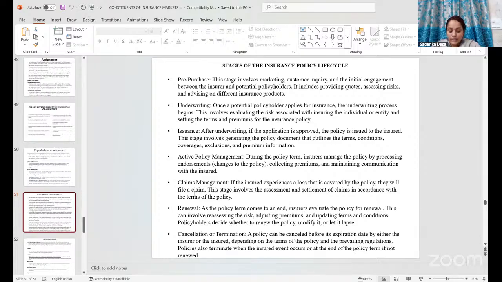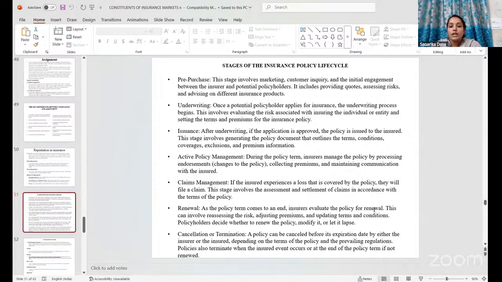The next process is renewal. As the policy term comes to an end, the insurer evaluates the policy for renewal. This can involve reassessing the risk, adjusting the premium, and updating the terms and conditions.